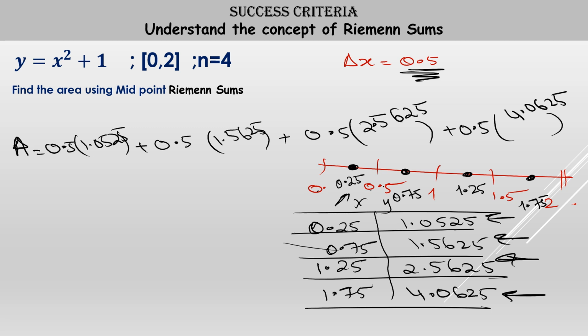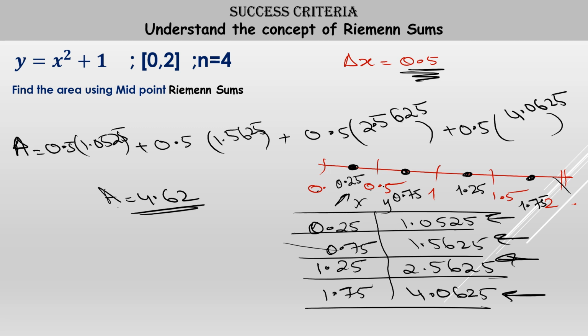And give me the time also to calculate. Normally I take the 0.5 as a common factor and in the bracket I add all these things. So 1.0525 plus 1.5625 plus 2.5625 plus 4.0625, all in the bracket, and multiply by 0.5, we will get 4.62. Okay, 4.62 is the area as a midpoint Riemann sum.